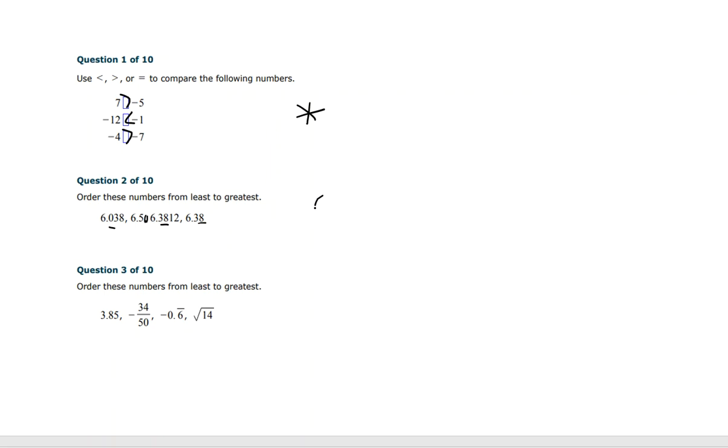So 6.038, that is our smallest decimal value, okay? And then we've got these two that are pretty similar, but because this one has the 1, 2 after the 0.38, that means the 6.38 is just a little bit smaller than the 6.3812. Okay, this one just has a little bit more, and then we would have 6.5.